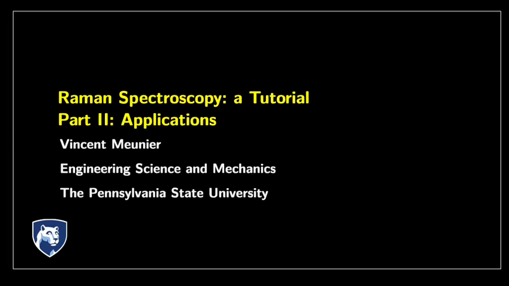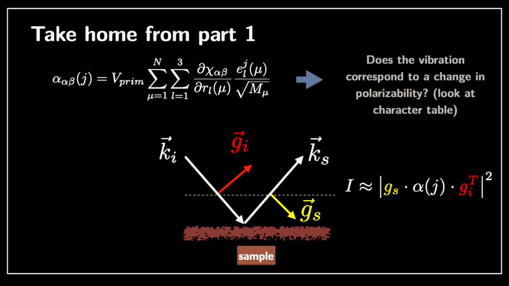Welcome back. This is part 2 of the tutorial on Raman spectroscopy. In part 1, we reviewed the fundamental principle and the main equation and information that we need to understand what's going on. So basically, we found that what matters in order for a vibrational mode to be Raman active is for the derivative of the polarizability tensor chi here to be non-zero.